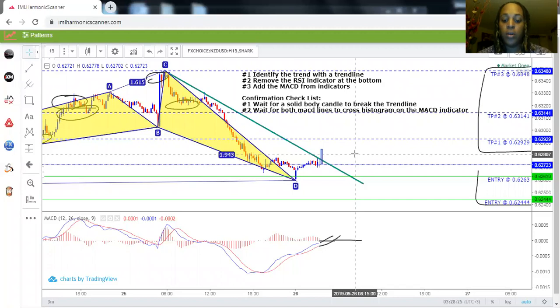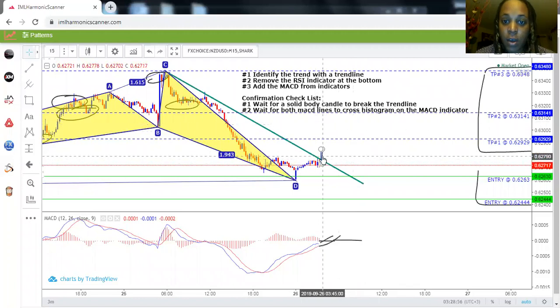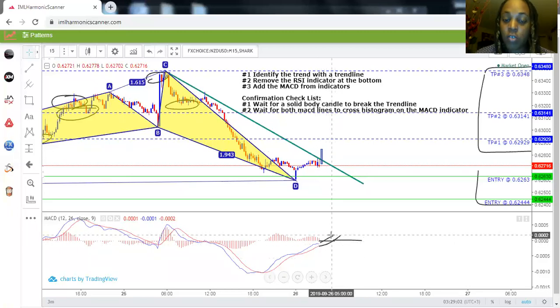And how would you know? Well, if you look at your watch right now or your phone, it is 28 minutes past 8, right? So which means that if this was the present candle right now, and remember this is an M15 time frame, so which means that these candles close every 15 minutes. This candle should be closing at 8:30. And then the next candle starts at 8:30. So at 8:30, once you have this solid body candle breaking and you have the MACD lines crossing the histogram, we're good for a buy.